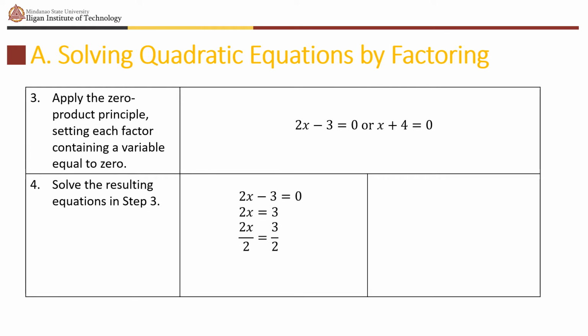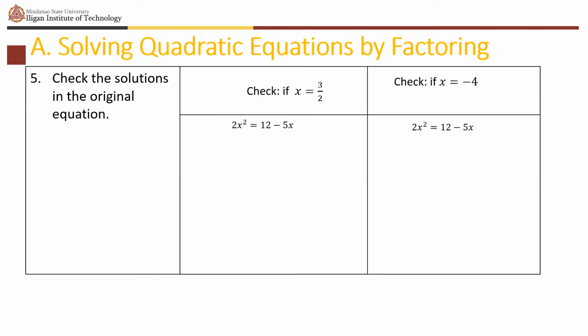That will give us the following. We can divide both sides here by 2 to come up with x equals 3 over 2. On the other hand, for x plus 4 equal to 0, you can subtract 4 from both sides. So you will now have x equal to negative 4.